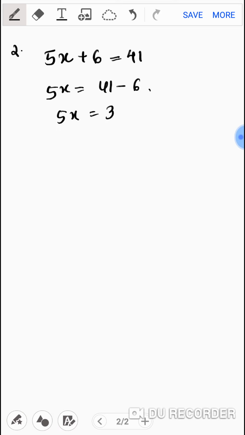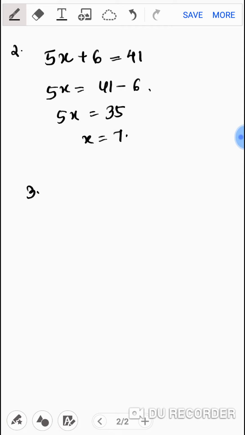Problem number 2. I think of a number, multiply it by 5 and add 6. And the answer is 41. 5x is equal to 41 minus 6. 5x is equal to 35. x is equal to 7.